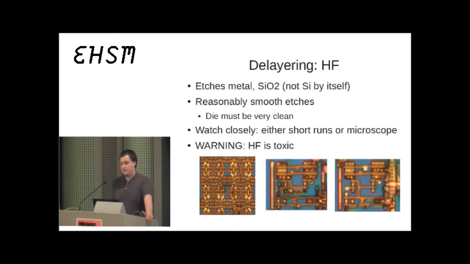So the first technique is using the so-called hydrofluoric acid, or HF. It's worth mentioning that this will etch metal and the silicon dioxide, which is used for that protective overglass on the top, as well as kind of filler. So for example, if you had a so-called planarized chip, where they take one layer and then they even it out so it's flat and then they deposit another layer, a lot of times the filler will be something like silicon dioxide. But it will not etch the substrate.